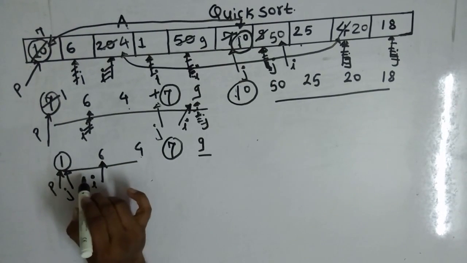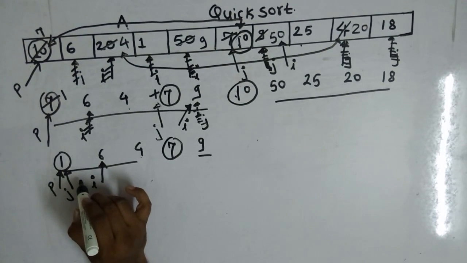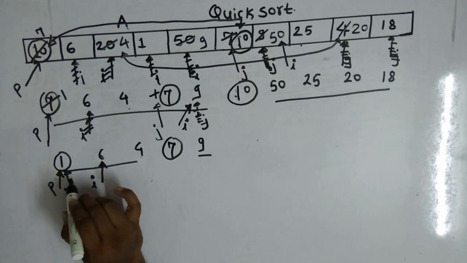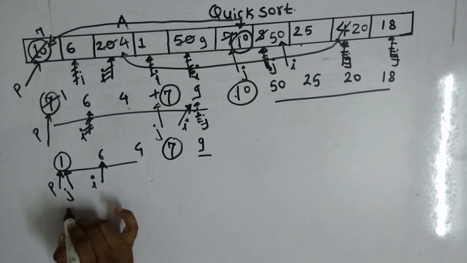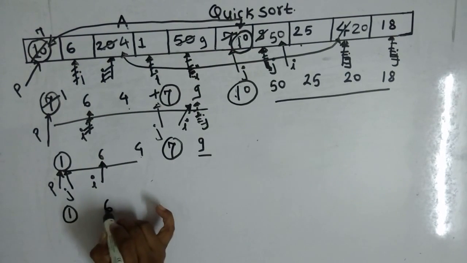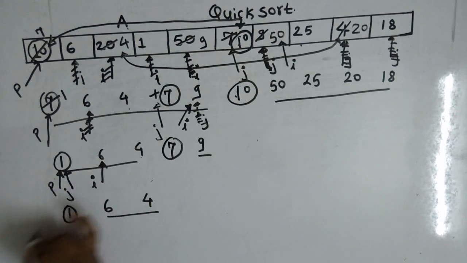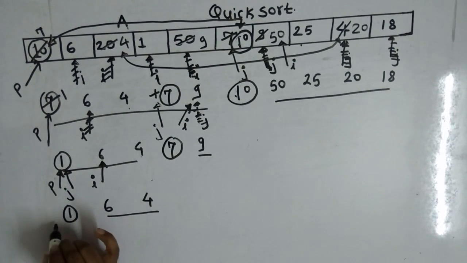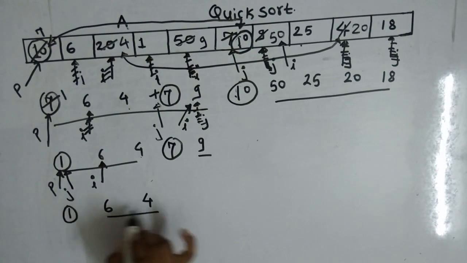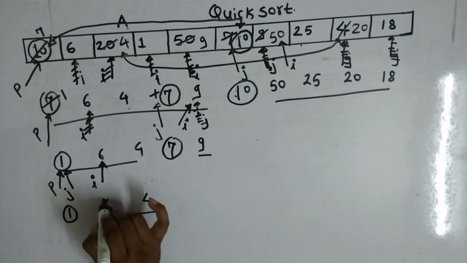So now i and j have crossed each other. You should swap pivot with j, but pivot and j are really the same element. So after partitioning, pivot will sit there itself, and in the right part I'll have 6 and 4. So this is the right part. Left part contains nothing, so we need not worry, we need not sort. Right part contains 2 elements, so we need to sort them.